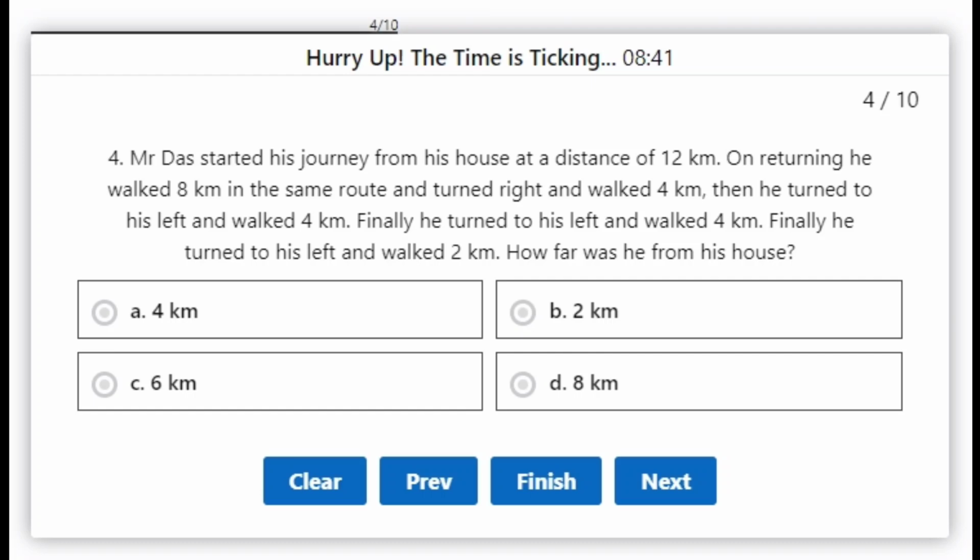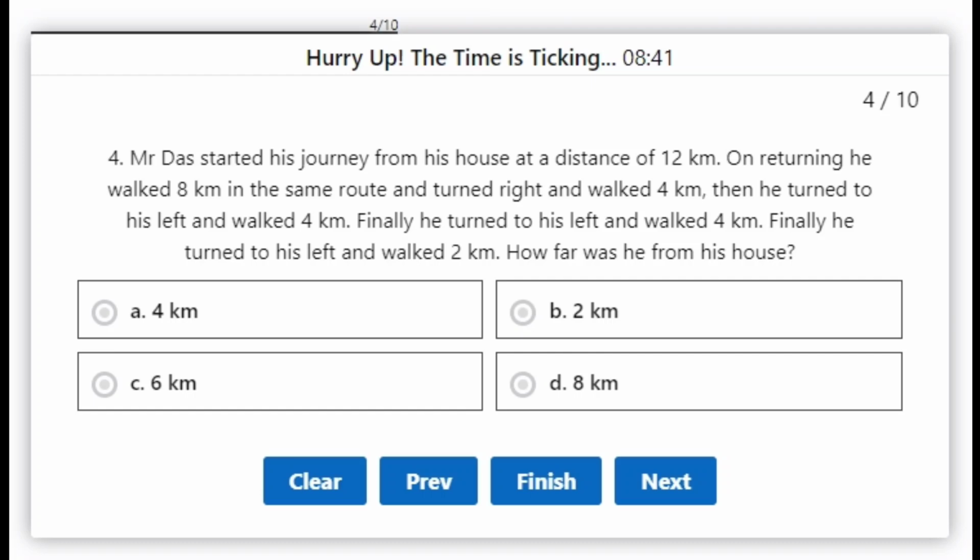Our question number 4 is, Mr. Das started his journey from his house at a distance of 12 kilometers. On returning, he walked 8 kilometers in the same route and turned right and walked 4 kilometers. Then he turned to his left and walked 4 kilometers.